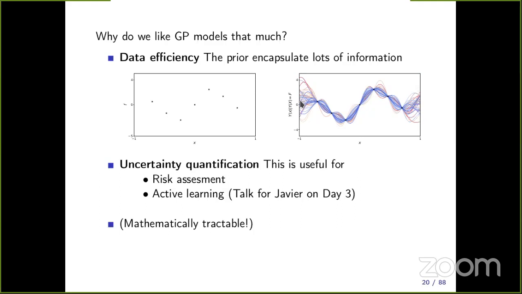We can do everything in closed form. We don't have to do MCMC or things like that. That's a very important factor. This is true for Gaussian process regression. It's not that true if you have observation models that are not Gaussian, where we don't have closed form expressions. But there are workarounds for this that will be discussed later on during the summer school.